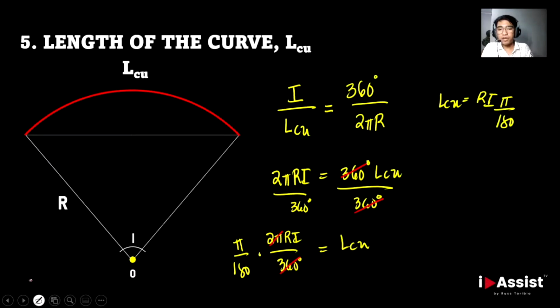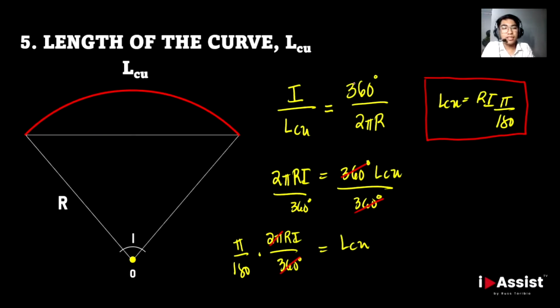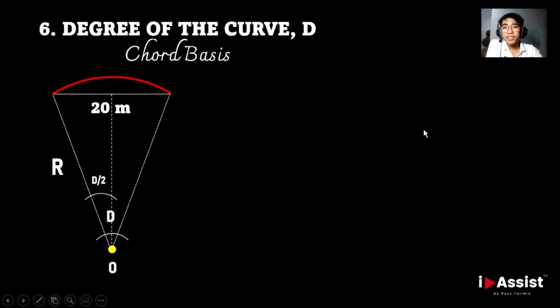That's it. So, by virtue of ratio and proportion, si LCU ay part ng circumference. Si I ay part ng 360 degrees. Ganun lang yon. Again, si LCU ay part ng 2 pi r kasi arc siya. Pag binuo natin to isang circumference niya, that's 2 pi r. Ngayon naman si I ay part lang din ni 360 degrees. So, we can use ratio and proportion to solve for this. Okay, so let's proceed to the degree of the curve using the chord basis.